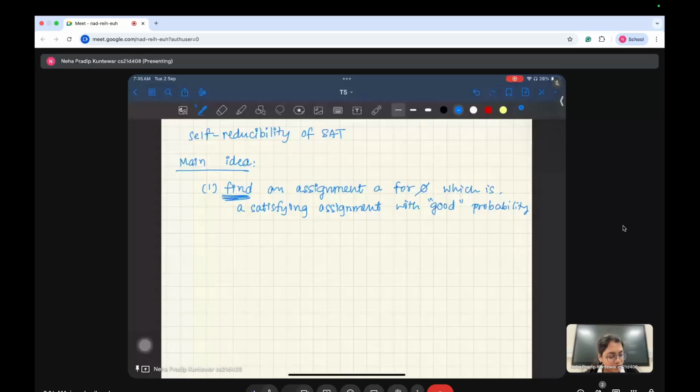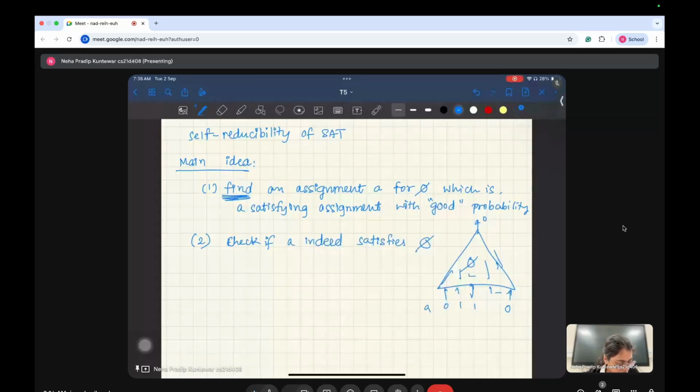So how do we do that? I have this formula phi and I have this assignment A, which is say 0110, some 01 assignment, and I'm just going to run it on the formula and find out whether it's going to output 0 or 1. So if it satisfies, so if phi of A is equal to 1, then we are going to say that yes, the formula is satisfiable.